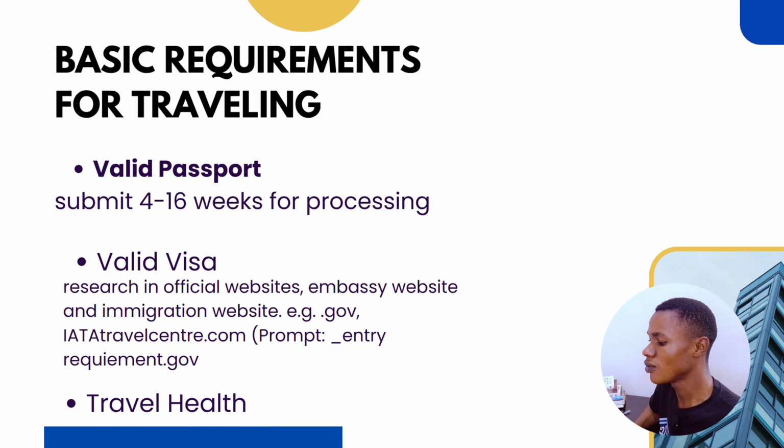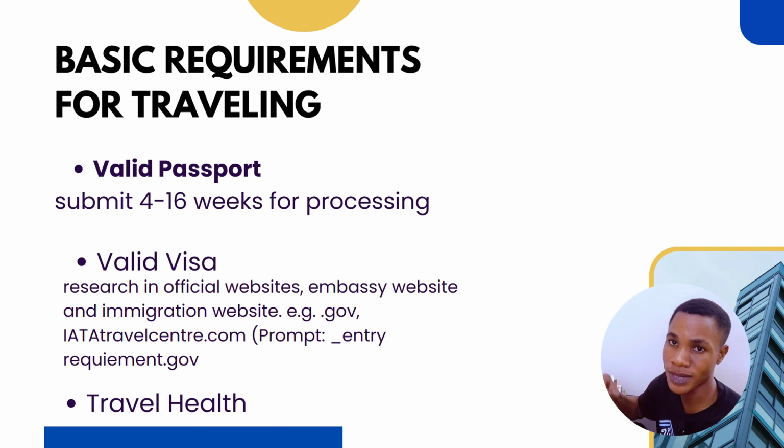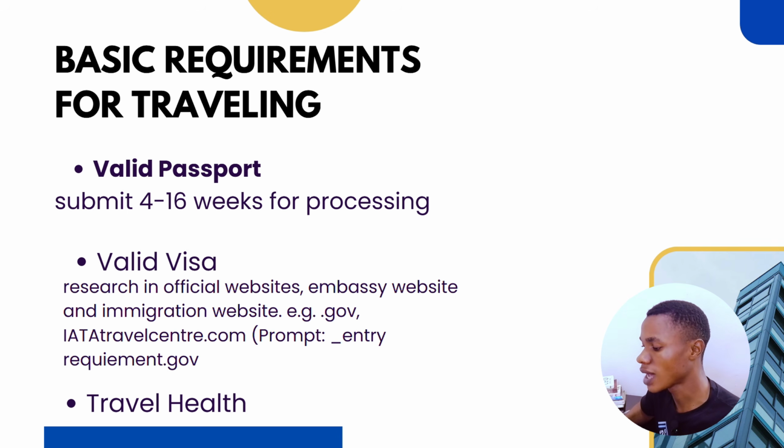And of course, when you are getting a visa, you can research official websites to get the visa and the requirements to apply for a visa. If he doesn't have one, you can research an official website or embassy website or an immigration website, for example, any website that ends with .gov. And then of course, you can check at AIT travel center to get the requirements to prepare his visa. And of course, his health condition is also very important.